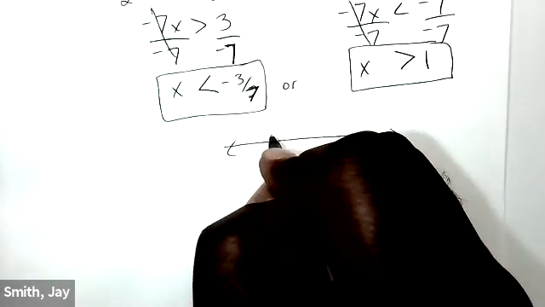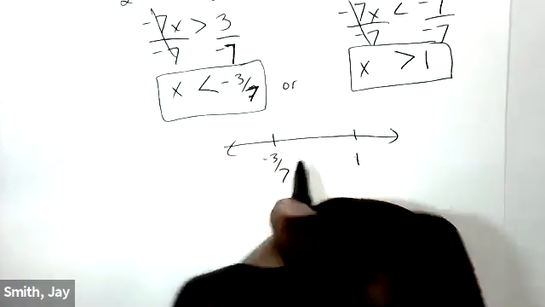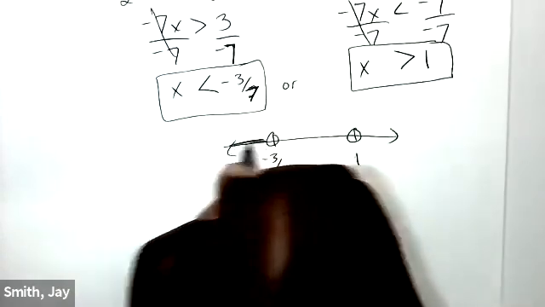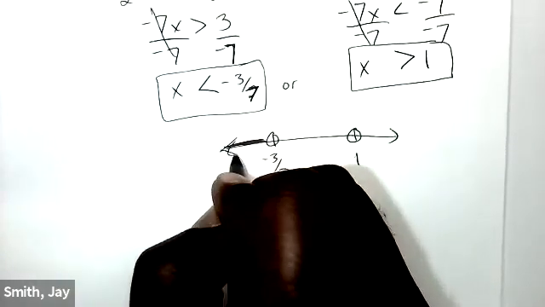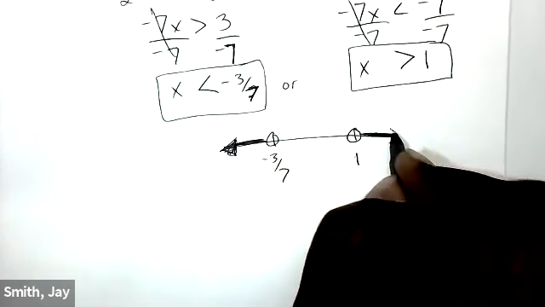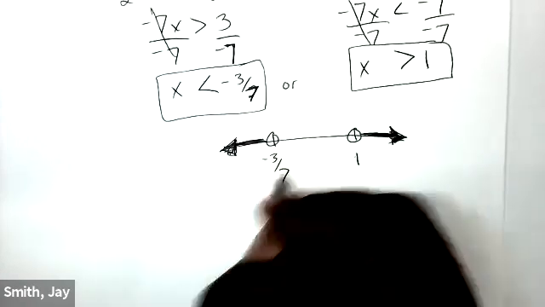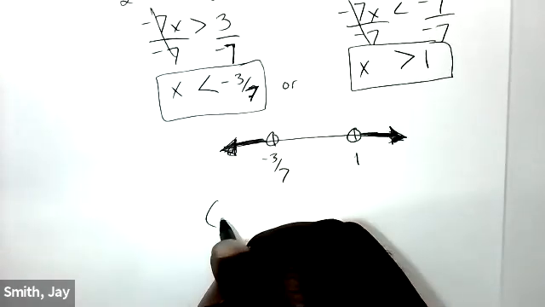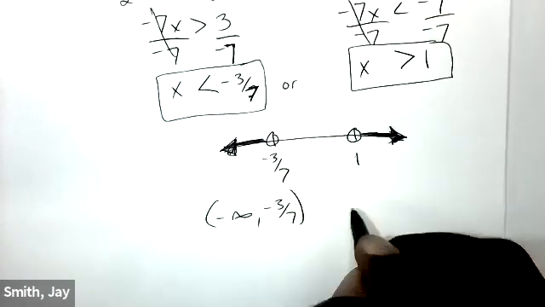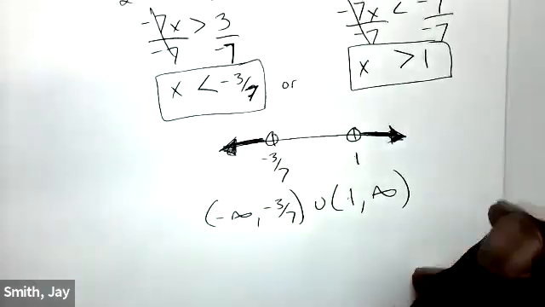So on the number line, we have negative 3/7, positive 1, open circles on both, and it's an or problem. So we're going to shade on the outside. So in interval notation, we open parentheses, negative infinity, comma, negative 3/7, close parentheses, union, open parentheses, 1, comma, infinity, close parentheses.